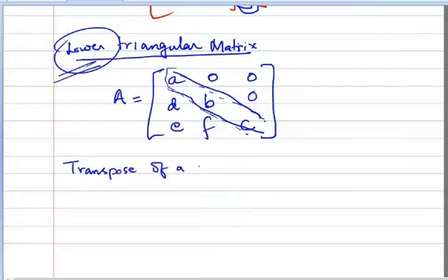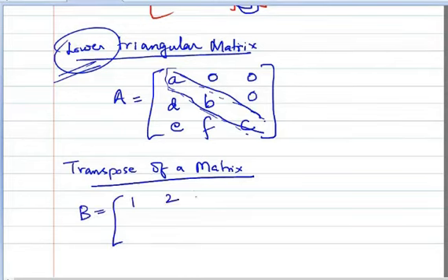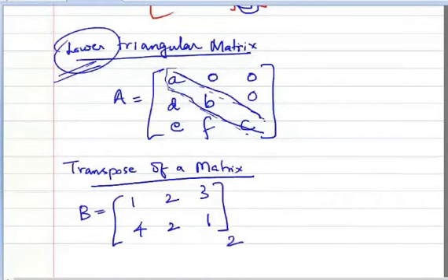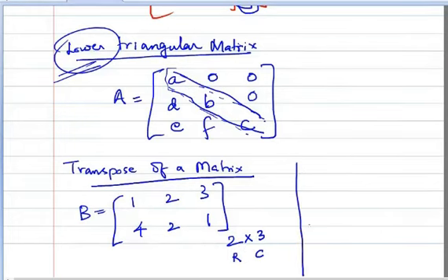Transpose of a matrix. The transpose of a matrix is nothing but interchanging the rows and columns. Consider a matrix B is 1, 2, 3, 4, 2, 1. So here I have 2 rows and 3 columns. The transpose of a matrix B is denoted by B^T. So here I am changing the rows into columns and columns into rows.